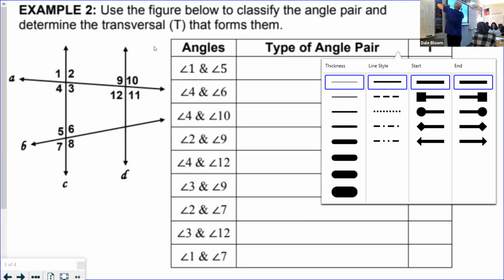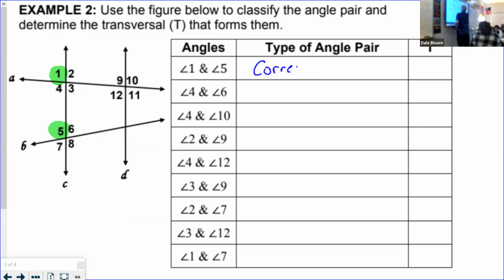So I'm looking at angle one. And angle five, what type of angle match is that? What pair is that? Yeah, it's matching by position. So we can say that these are corresponding angles. All right?